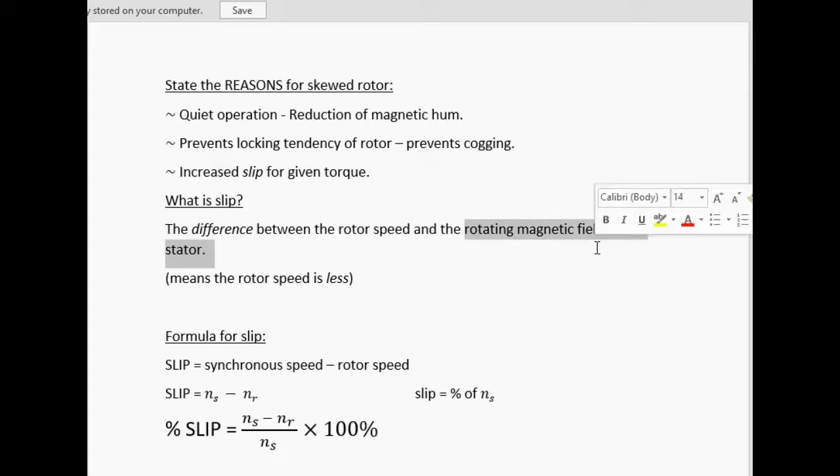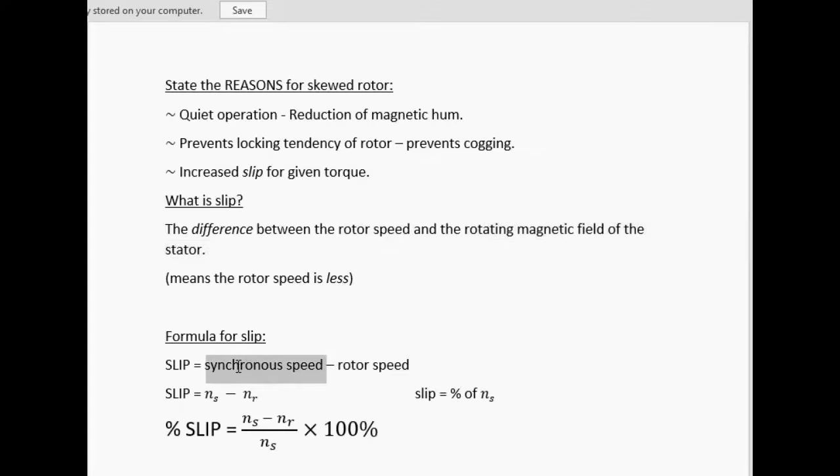So how do we know these two differences? We call the rotating magnetic field speed the synchronous speed, and then we have the rotor speed. So we have a thing called slip. Slip will be ns minus nr, and that will give us our slip. But if you want to calculate percentage slip, then percentage slip is this formula here: ns minus nr over ns times 100%.